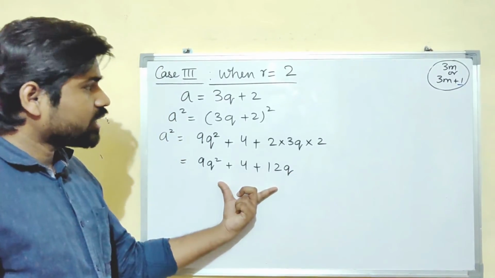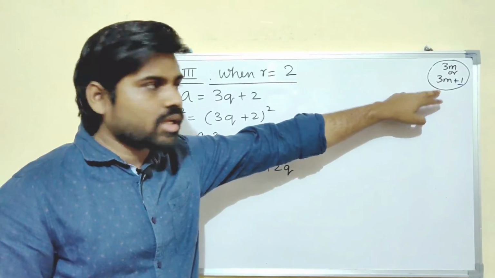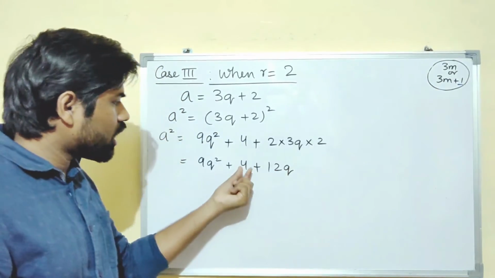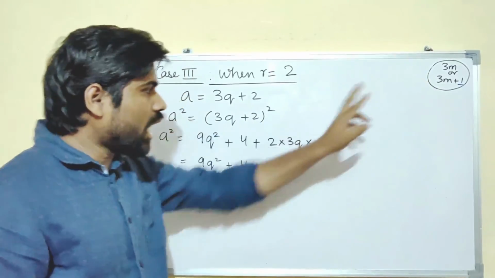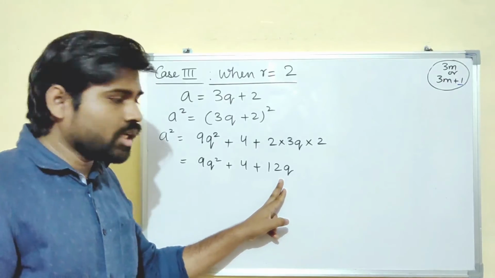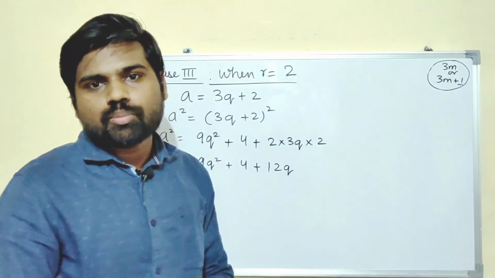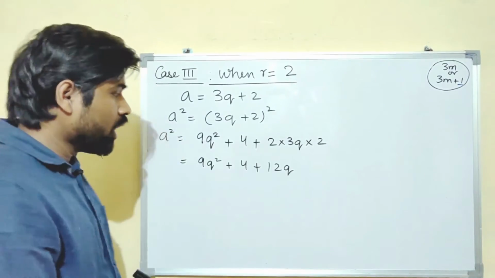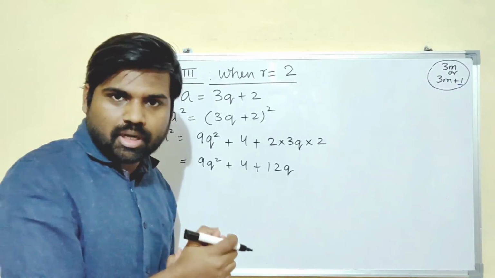Now, is it of the form 3m or 3m plus 1? You will be confused, right? Because there is no 1 here, so you can't say that it is of the form 3m plus 1, and you cannot take 3 common from all 3 terms, right? So you cannot say that it is of the form 3m. Now what we will do? We are in the dilemma, right? I have told you that we will modify the question as per our need.